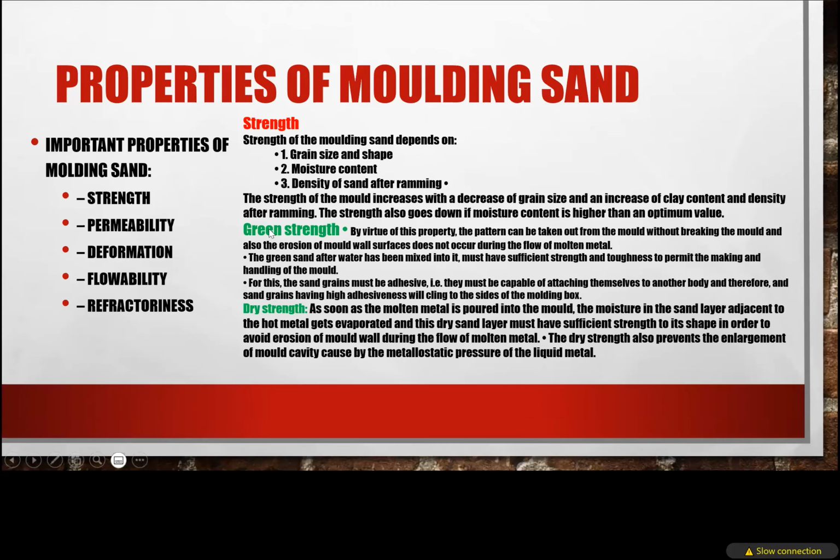See, in strength there are two categories: one is called green strength, the other is called dry strength. What do we mean by green strength and dry strength? We will see this. By virtue of this property, the pattern can be taken out of the mold without breaking the mold, and without erosion of the mold.